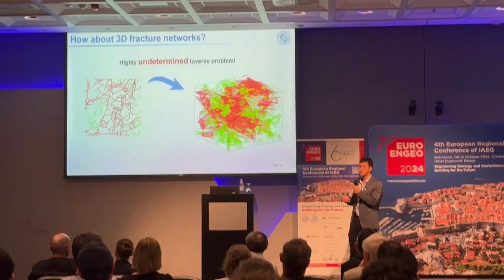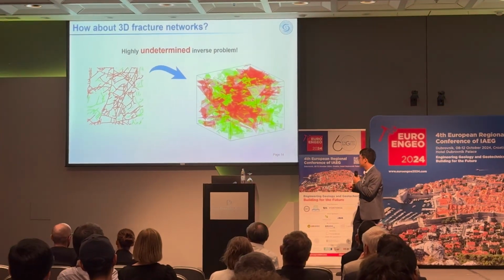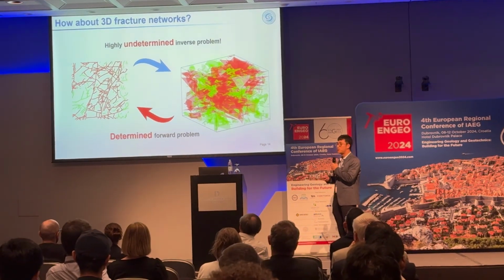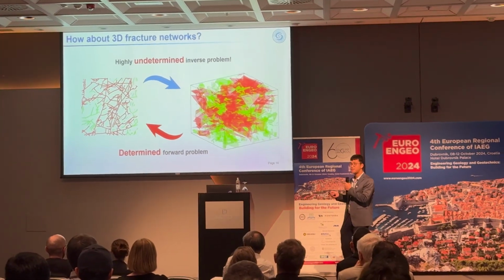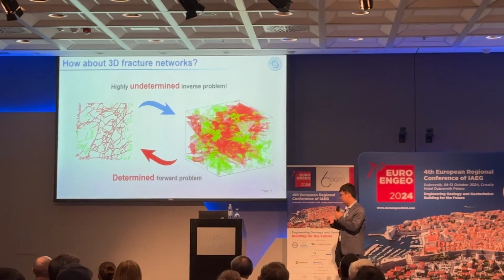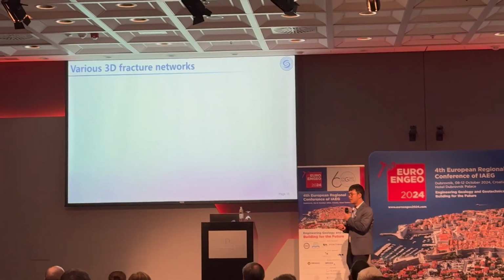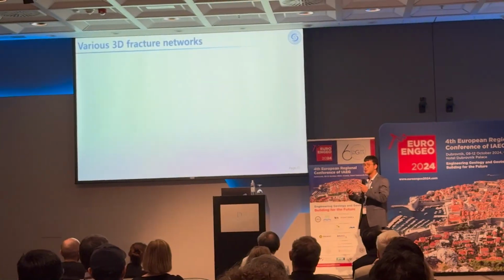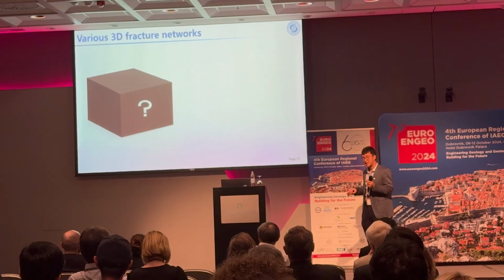Because the outcrop is also a cross-section map with the surface as a cutting face, right? If we do so, we can convert this problem into a determined forward problem. So we can know everything about the 3D fracture networks and also the 2D fracture networks, and then we want to find the correlations between these two. So our idea is that we can generate various 3D fracture networks to represent the actual fracture networks in the subsurface. But as I mentioned before, the subsurface is like a black box.